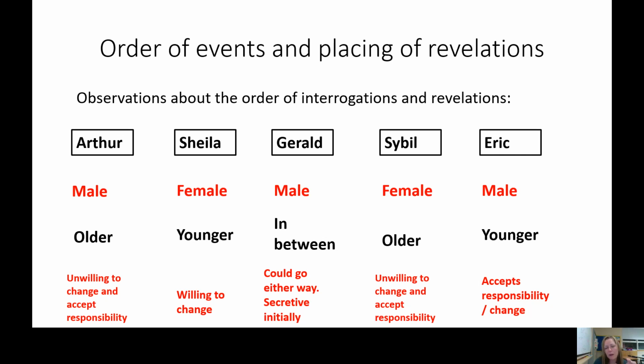So we talked with settings about how Priestley was using the setting to create contrasts, juxtapositions, conflict. This goes on, doesn't it, in the order? We've got the conflict between male and female, conflict between older and younger generation. And you can see the order of events exemplifies their reactions as well. It goes unwilling to change and accept responsibility from Arthur. Sheila, very quickly willing to change. Gerald could go either way. He's secretive initially. We're not entirely sure that he's really learning and developing.